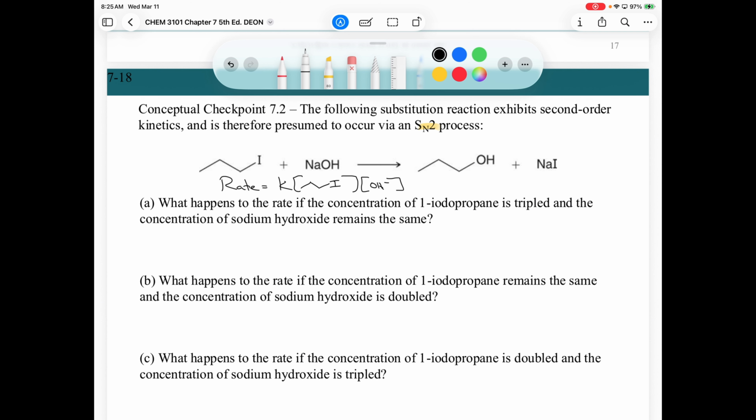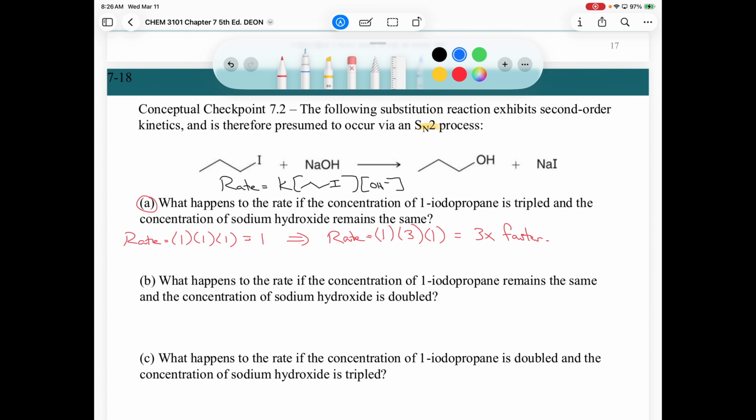All right, let's answer these very quickly. In A, it asks, what happens to the rate if the concentration of iodopropane is tripled and the concentration of sodium hydroxide remains the same? Well, if the rate was equal to, let's say, 1 times 1 times 1, I'm just throwing in any old number here, and then we triple the concentration of the iodopropane, the rate is equal to 1 for my k times 3 times 1, which gives me 3. So it's going to be 3 times faster.